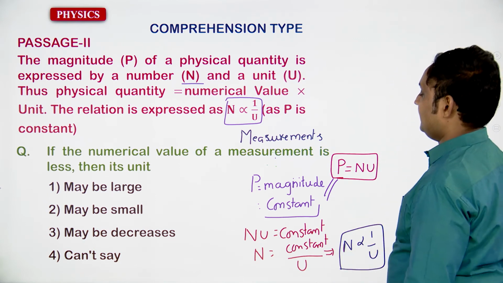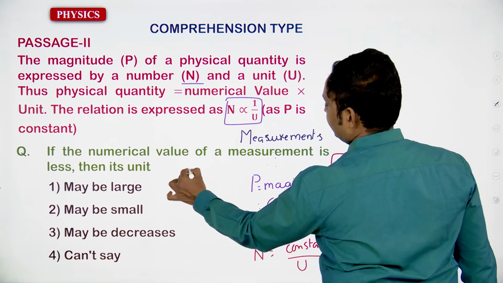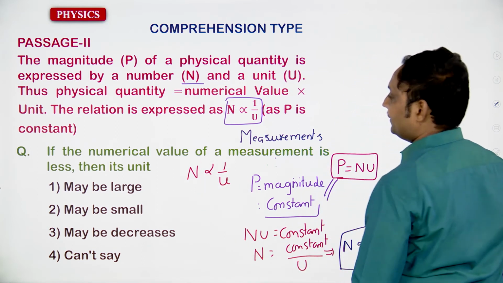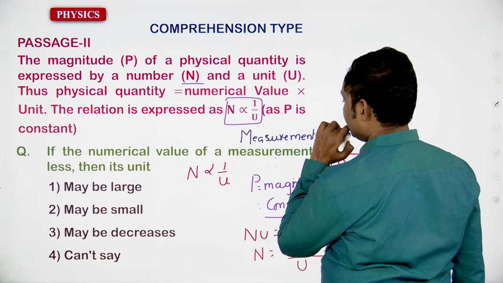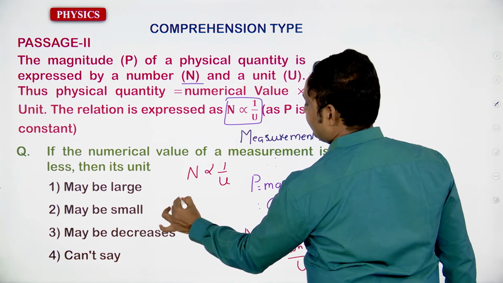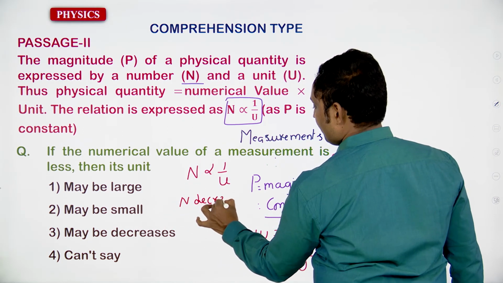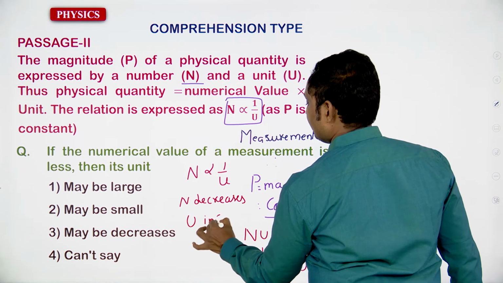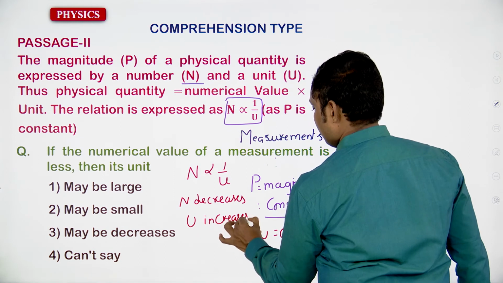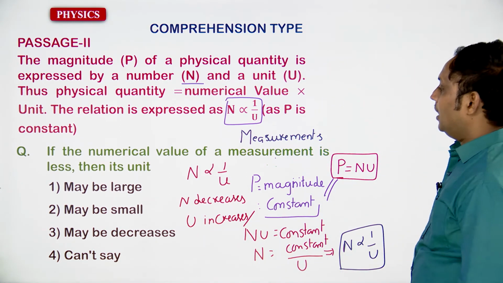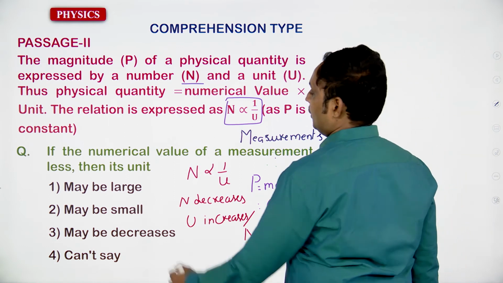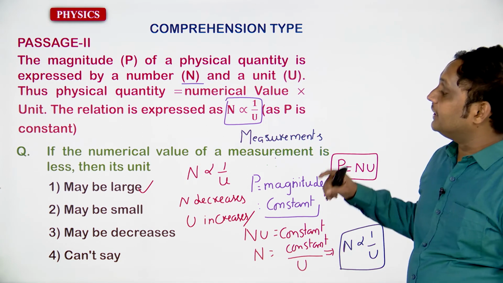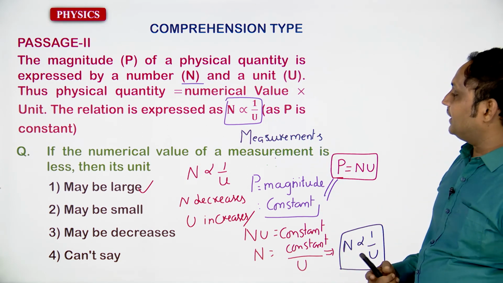All right. Straight away you can take that N is inversely proportional to U. So when N is less, N decreases, U increases. Very clear, you have to get that. It's going to be large. If the numerical value is less, then the unit is going to be higher. Just you have to take that.